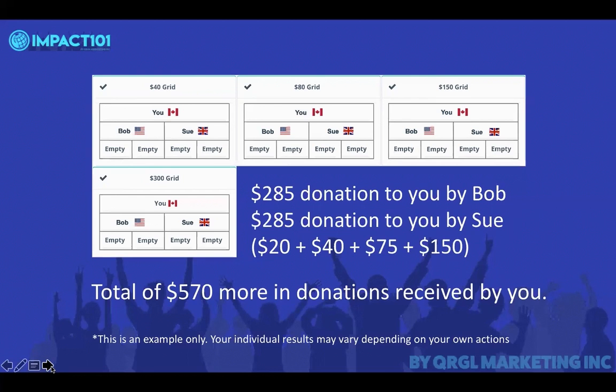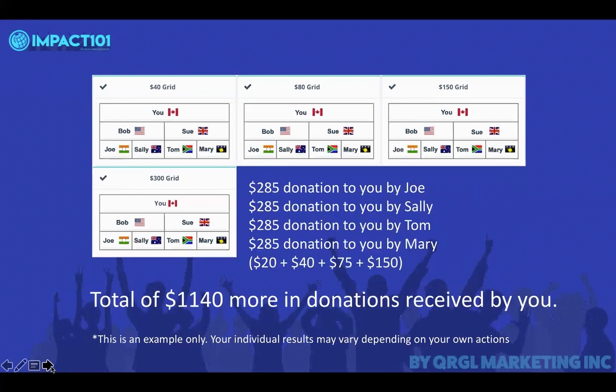And when Joe, Sally, Tom, and Mary help find their two, they're going to do the exact same thing. Complete the grids, use the $810 they received to re-enter the first three grids for $270, enter the $300 grid, and put $240 towards whatever they're raising funds for.